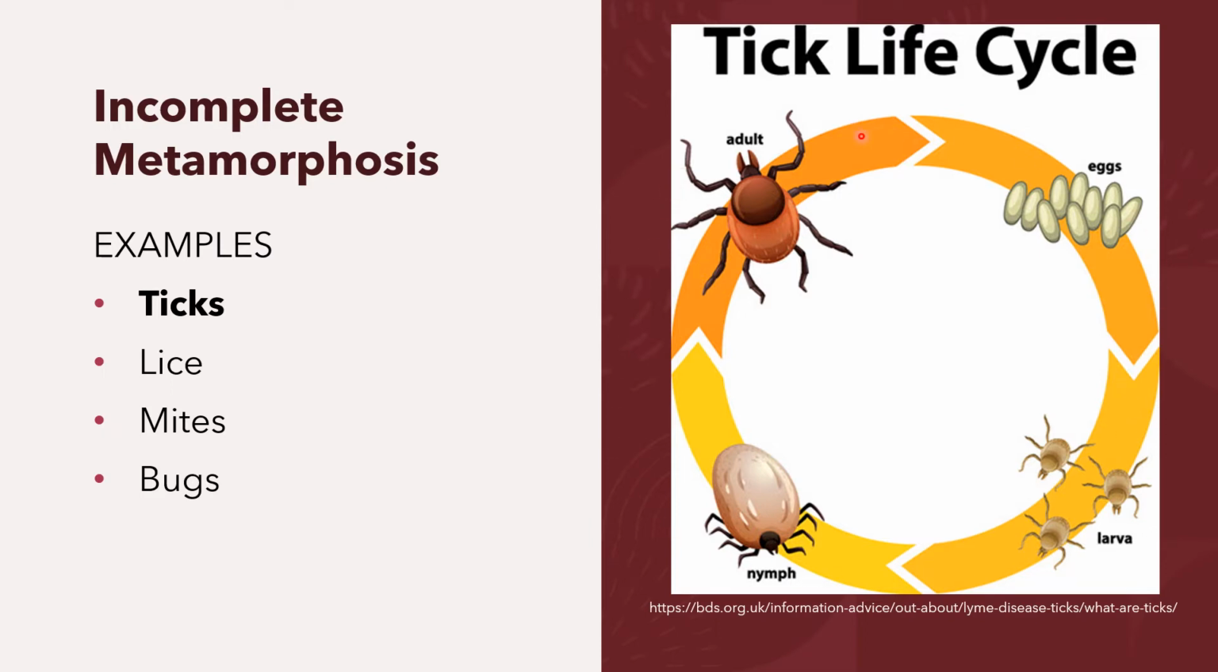The tick life cycle is made up of 3 active stages: the larvae, the nymphs, and the adults. Each stage needs an animal host on which to feed before it can molt to the next stage, or, in the case of adult females, lay eggs.